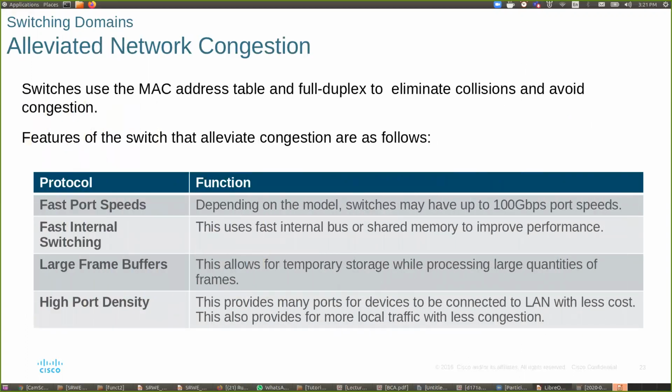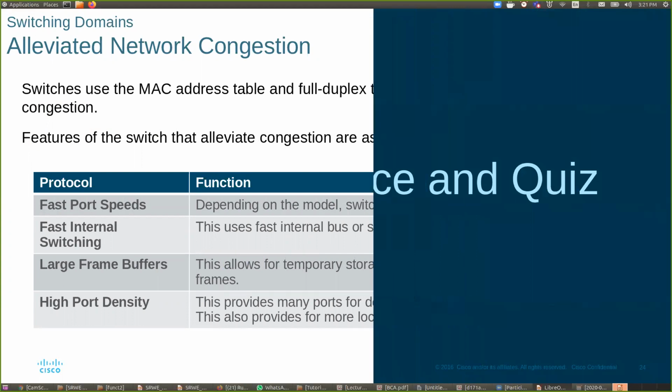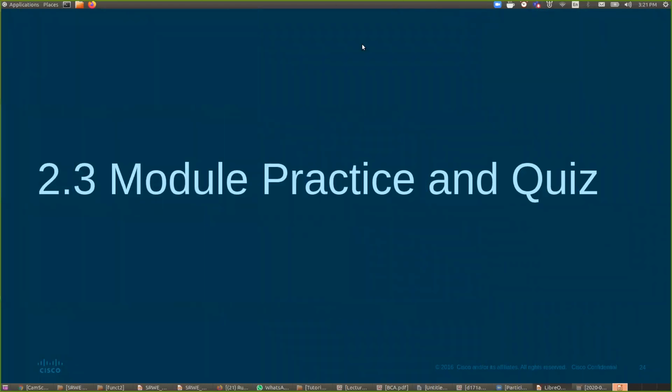So how do you alleviate congestion? If network congestion occurs, how do you alleviate it? You check the port speeds, since port speeds can cause congestion. You also have internal switching, and whether there are large frames or port density issues. Like I told you, this is a very short and precise one, chapter 2.